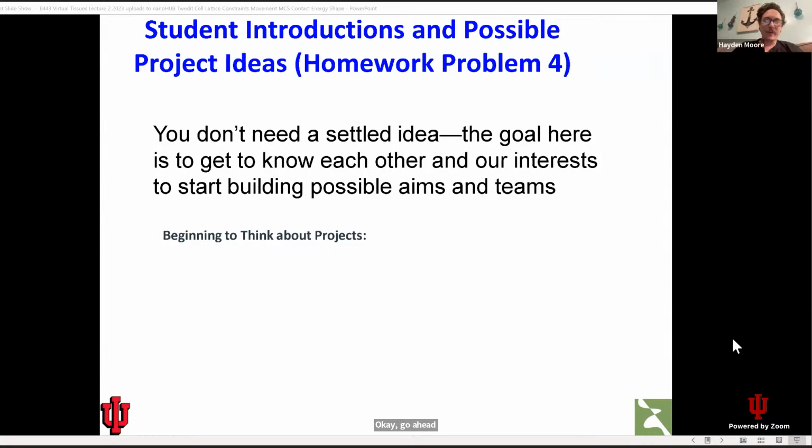My name is Hayden Moore. I am a nanoscale engineering undergrad. And my interest for this project, I'm pretty open-ended, but ideally I would like to do something with bone tissue growth and or cartilage formation, which would be in line with my senior capstone project.